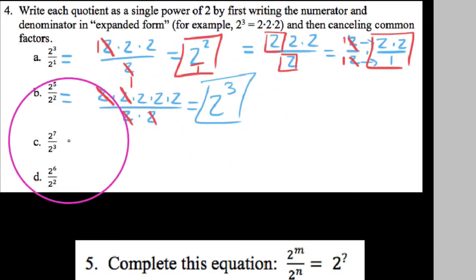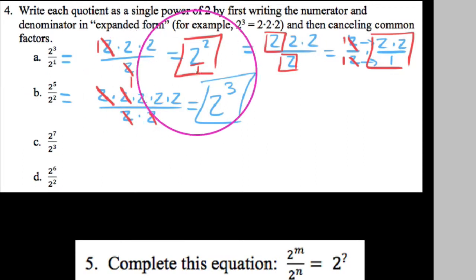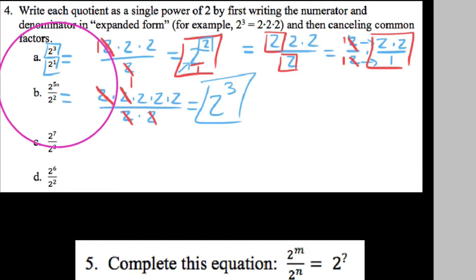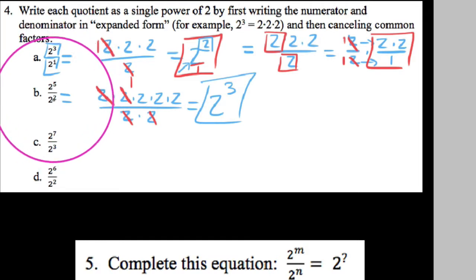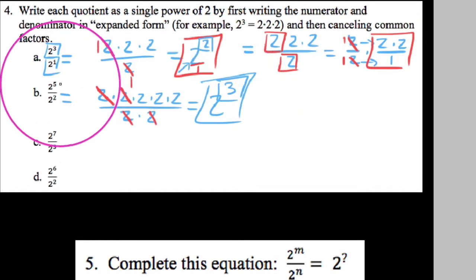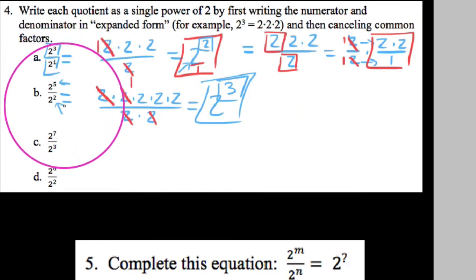Okay, so before we go on to the next two down here, let's see if we can pick up on a pattern here. We took 2 cubed divided by 2 to the first and still ended up with 2 as our base, but 2 to the second. So we say, well, what could I do with 3 and 1 to end up with this 2 right here? Or if we had 2 to the fifth, 5 factors of 2 over 2 factors of 2, 2 to the fifth over 2 squared, and we ended up with 2 to the third. Where's this 3 coming from with respect to our 5 here and our 2 here?